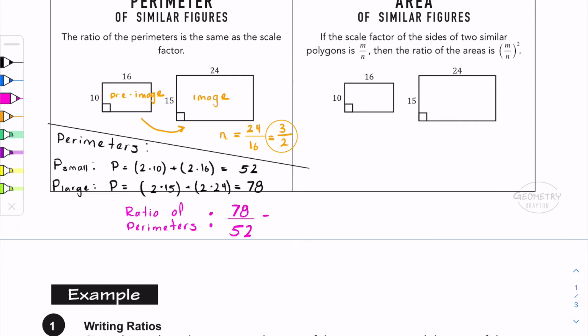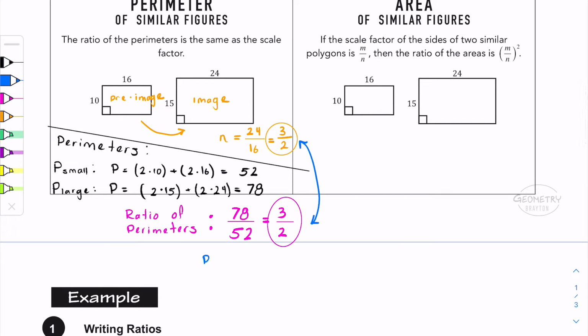And if we simplify this, let's see, what goes into both of these? 26 goes into both of these. 26 goes into 78 3 times, and it goes into 52 twice. As you can see, the ratio of the perimeters is the same as the scale factor.